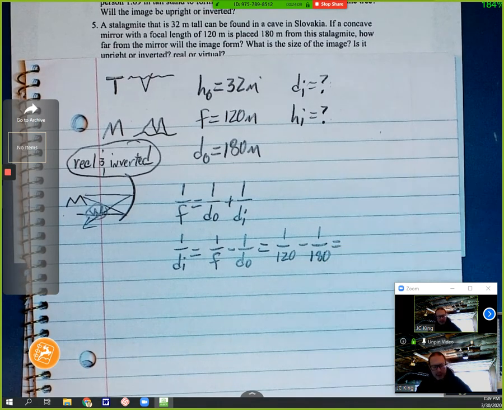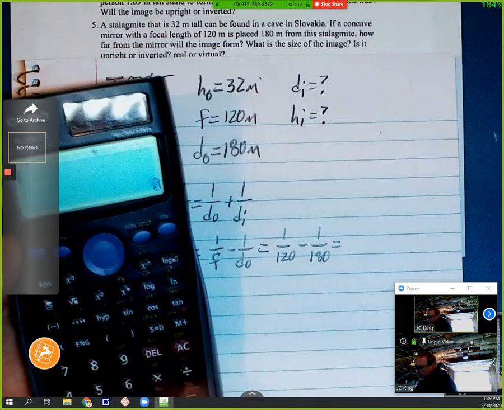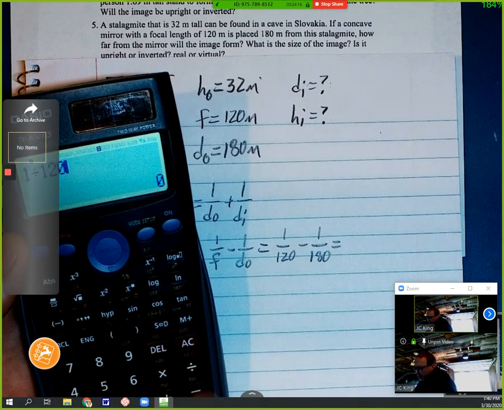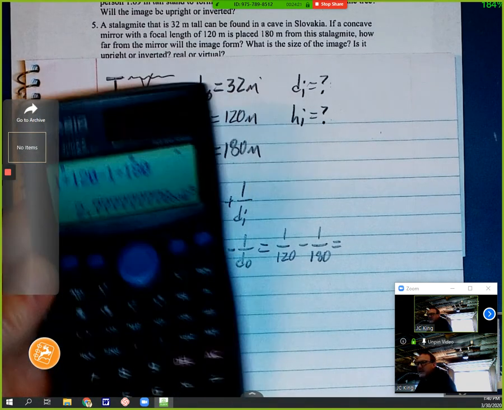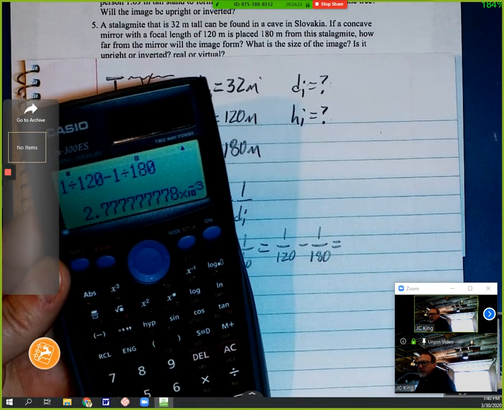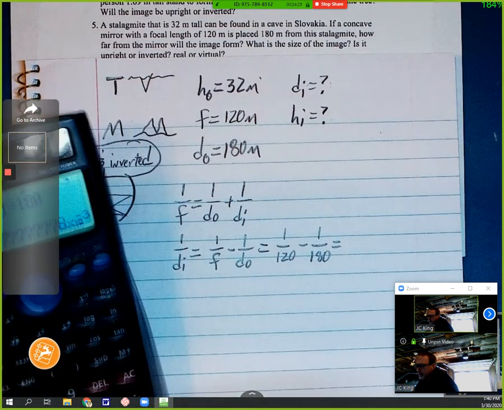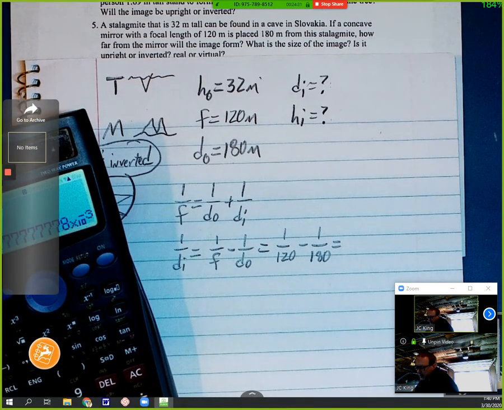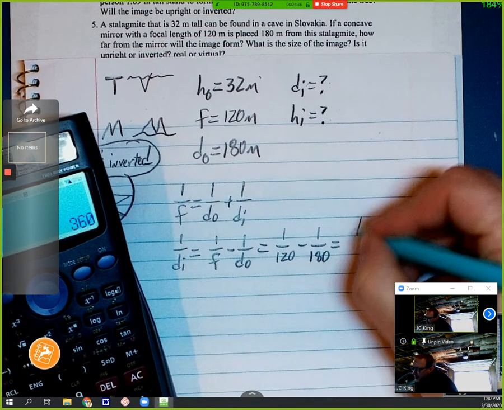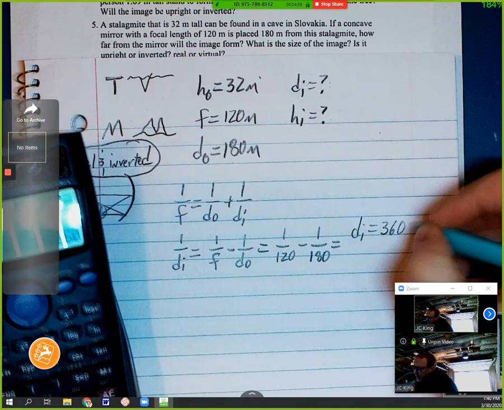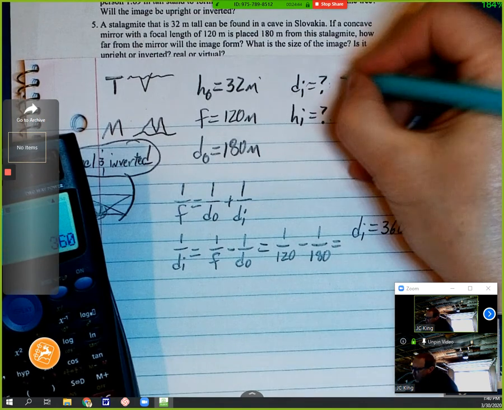So when I plug that into the calculator, I'm going to say 1 divided by 120 minus 1 divided by 180. That gives me a ridiculously small number, but I also need to remember to invert that because that's 1 over di. So if I do 1 divided by my answer, oh, that's handy. So it tells me that di is going to be 360 meters. Okay, piece of cake. So that's one thing down.